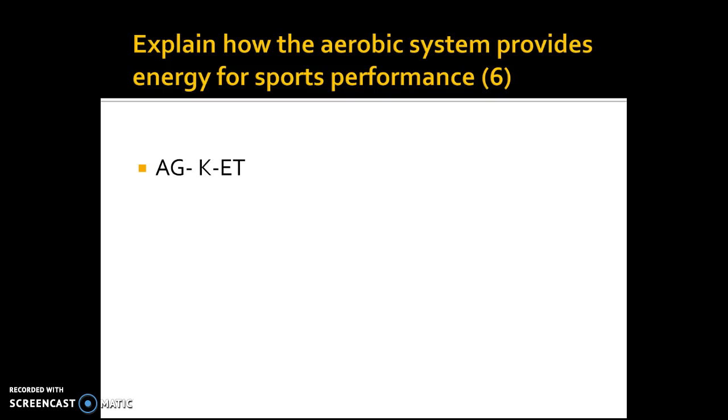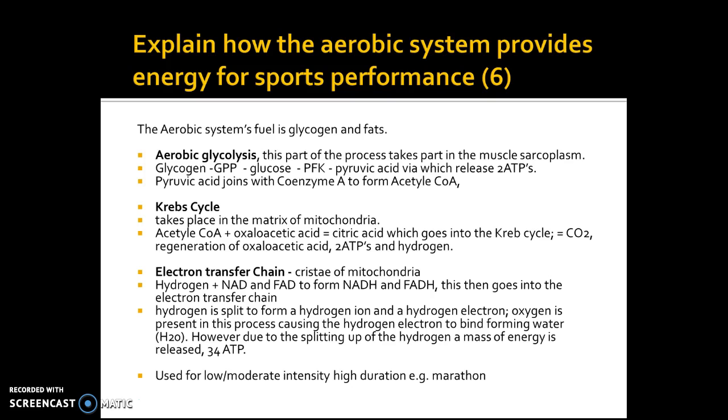Okay, so basically if you've got AG, K, and then you've got an ET at the end, they are supposed to stand for the 3 stages within the aerobic system. Just to give you a little thing. So AG, K, and then you've got ET, you'd have C on the end as well. So basically go from there.